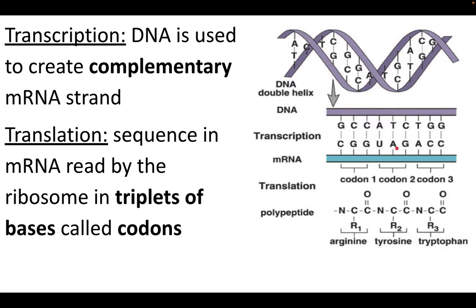In translation, that sequence of mRNA is read by the ribosome in triplets of bases called codons. So every 3 bases comprises 1 codon, and every 1 codon specifies 1 particular amino acid. So here's codon number 1, and that specifies the amino acid arginine. Codon number 2, which is the second triplet, specifies the amino acid tyrosine, and so on and so on.